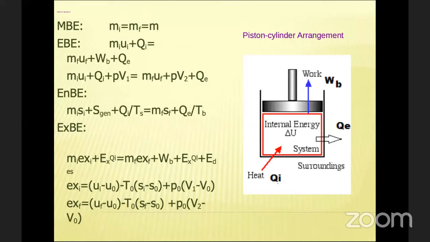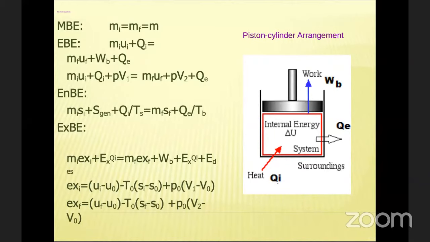Next, exergy balance equation. Instead of U, we are replacing by E. So Mi EXi, that is initial exergy, plus what is this term? Capital E suffix XQi, thermal exergy due to the heat transfer Qi. This is equal to Mf EXf final, plus the boundary work, plus there is a heat loss to the surroundings, that is thermal exergy, in superscript QL or Qe, right? Plus always exergy destruction will be there.